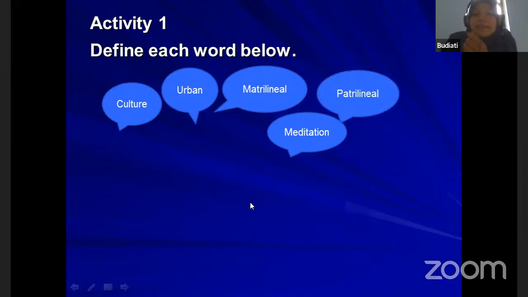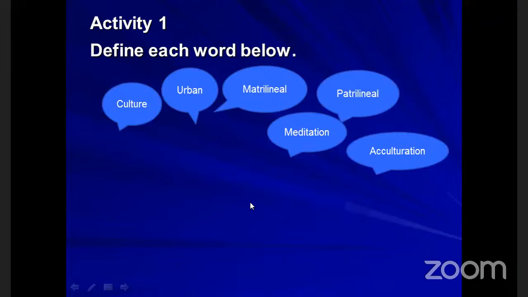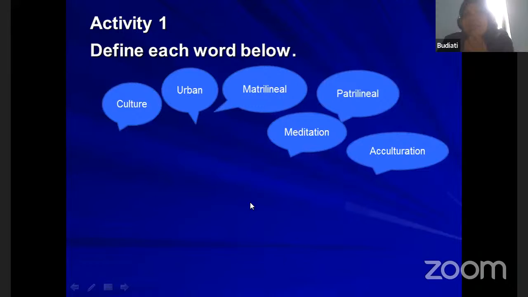Patrilineal was already done. Acculturation. Can you use it in a sentence, please? Acculturation. Okay, I'd like to call Miss Anisha.